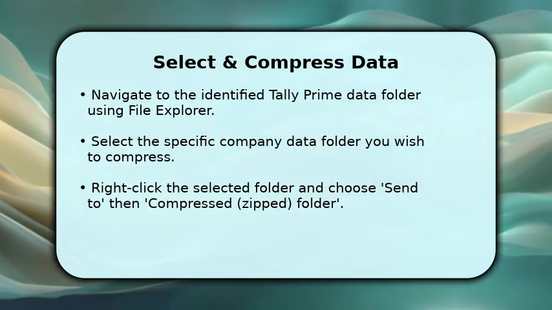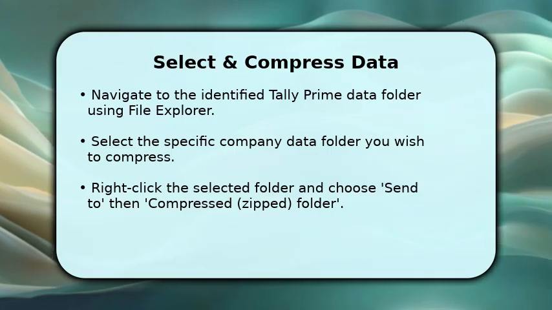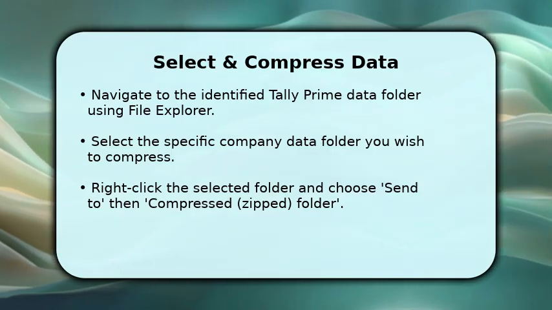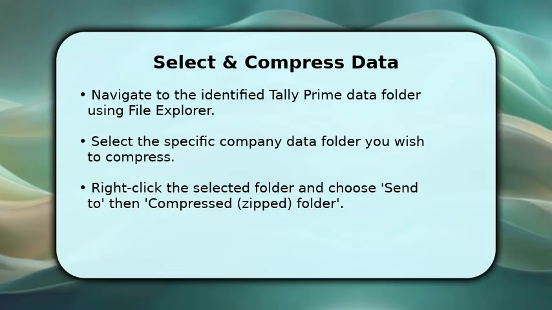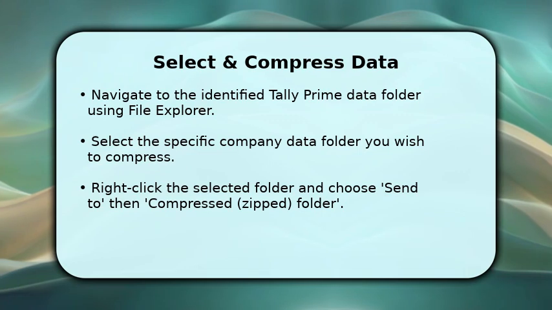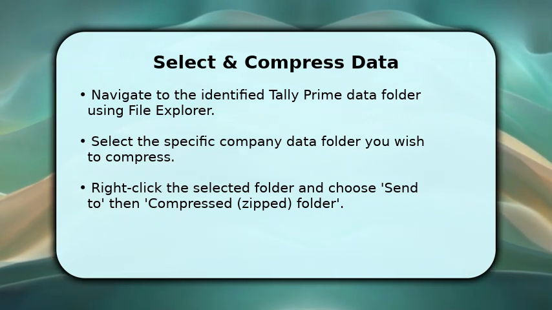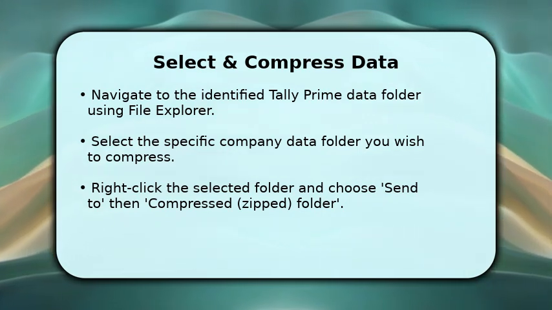Select the specific company data folder you intend to backup. With the folder highlighted, right-click on it. From the context menu, hover over Send to and then click on Compressed Zipped Folder. This action initiates the compression process, creating a new archive.